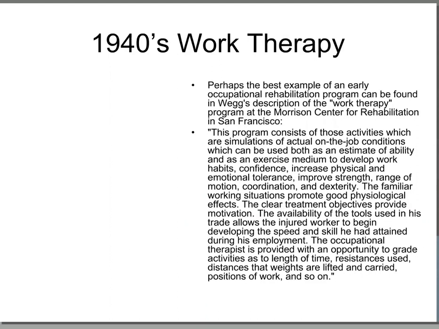Perhaps the best example of an early occupational rehabilitation program can be found in Wegg's description of the work therapy program at Morrison Center for Rehabilitation in San Francisco. This program consists of those activities which are simulations of actual on-the-job conditions, which can be used both as an estimate of ability and as an exercise medium to develop work habits, confidence, increase physical and emotional tolerance, improve strength, range of motion, coordination, and dexterity.